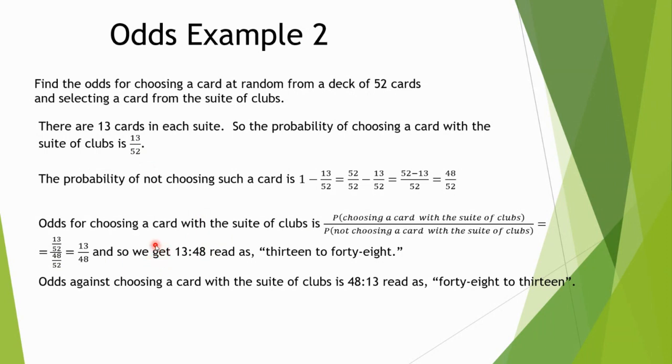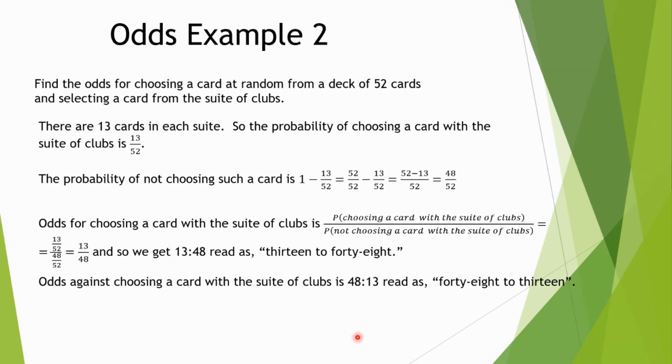Then, what would the odds be against choosing such a card? Well, again, that's easy. You just invert this. It would be 48 to 13. In this case, there are 48 ways that the event does not occur, and there are 13 ways that it can occur.